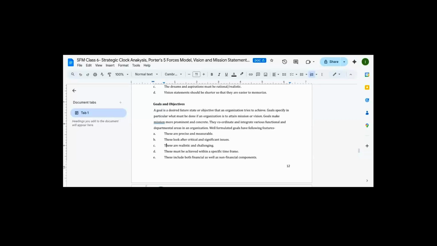Three, the goals of a company must be realistic and challenging. The goal must be challenging. Four, the goals must be achieved within a specific time frame, because that's the only way the goals can equally be challenging too, so that we won't be complacent or relax. We must have a time frame within which we want to achieve certain goals.